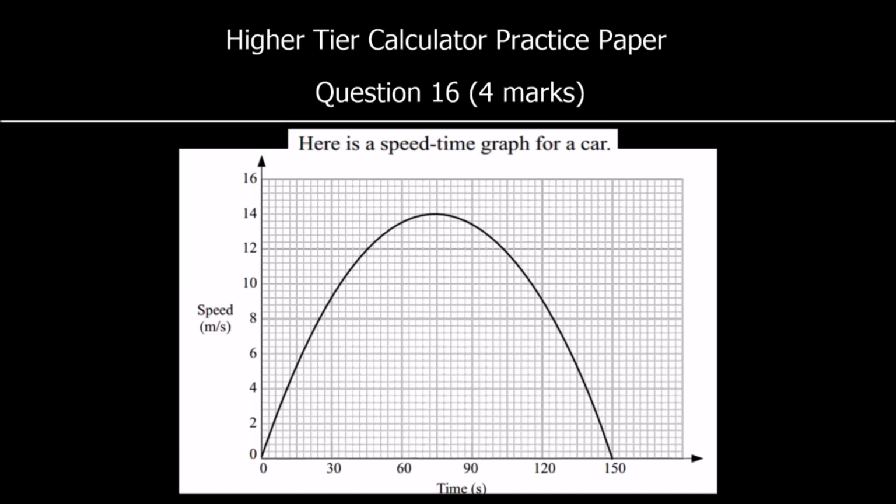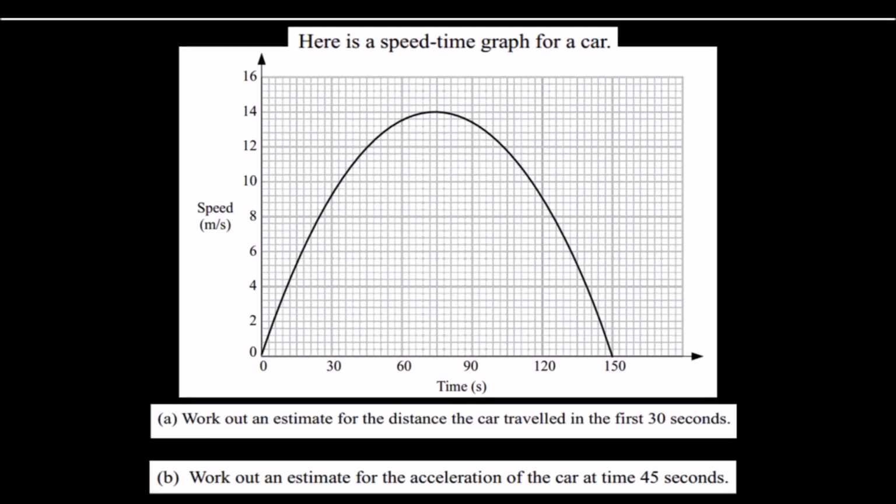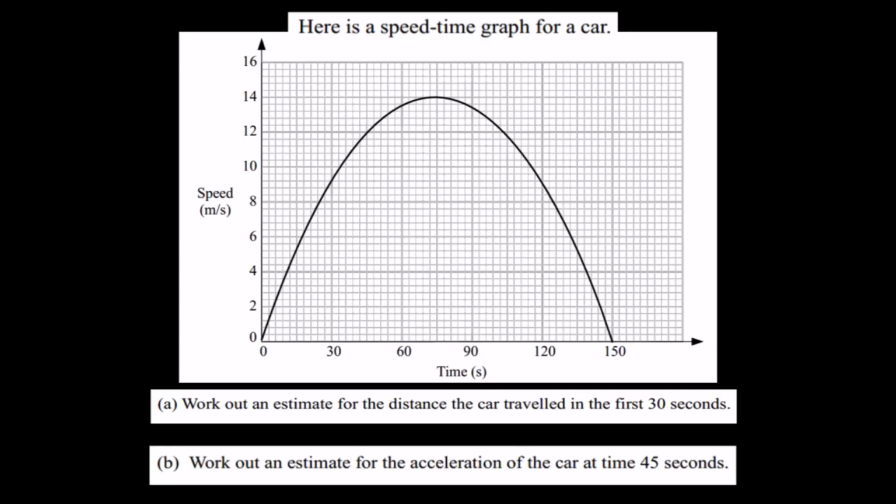Okay, one for you to try. So pause the video and give it a go. So here is a speed time graph. Work out an estimate for the distance the car travelled in the first 30 seconds again. So we can draw a triangle. If we wanted to work out a bigger distance, the first 60 seconds, we could have a triangle and a trapezium. But this is just the first 30 seconds.